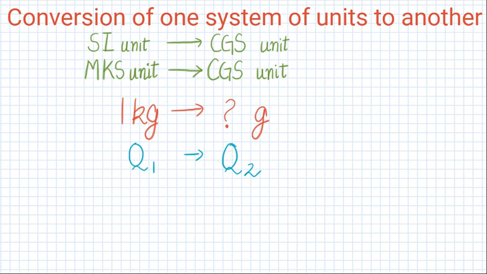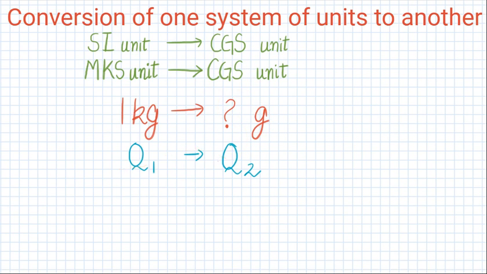So here you are given a physical quantity. Let us say this physical quantity is Q1. You have to convert this physical quantity Q1 into a system of another units, a physical quantity in other units, that is Q2. So you have to convert your Q1 into Q2.